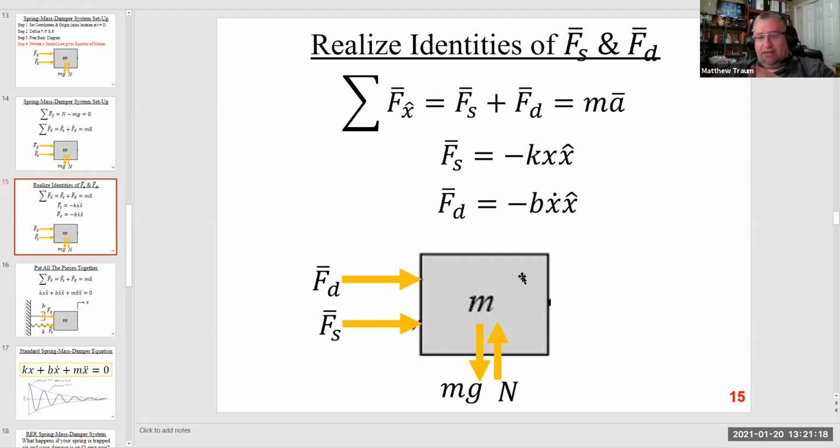And if I'm moving the mass to the left in the negative x hat direction, then FD and FS are going to be as I've shown them here, so the arrows point in the positive x hat direction, to the right. These negative signs are there to give directionality to FD and FS, so that when I set up this equation with these forces equal to mass times acceleration, if acceleration is in the positive x hat direction, these forces tend to pull the mass backwards in the negative x hat direction. That's what those negative signs do.